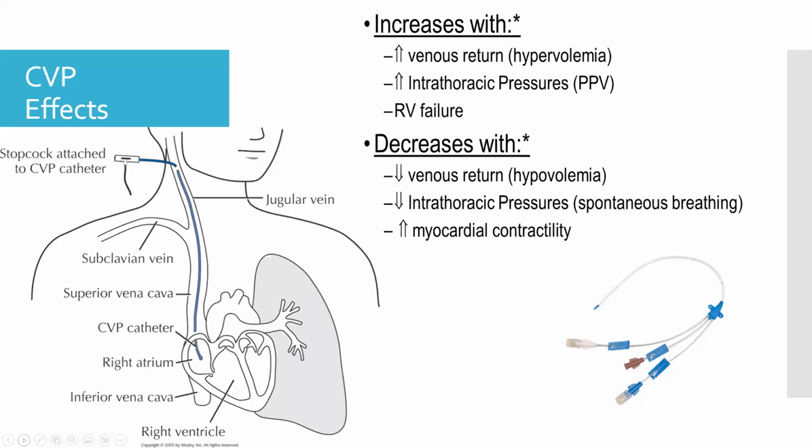It will decrease with decreased venous return, as we see with excessive PEEP. In an acute situation, even a pneumothorax. It also decreases with a decrease in intrathoracic pressure, spontaneous breathing, and an increase in myocardial contractility. So you get better heart function, less backing up. So you get the idea.